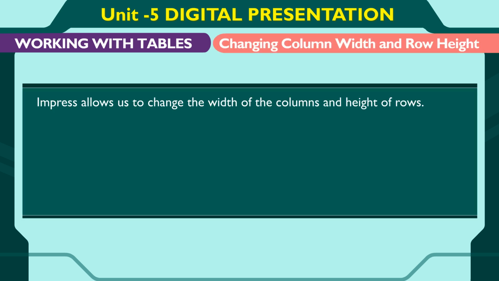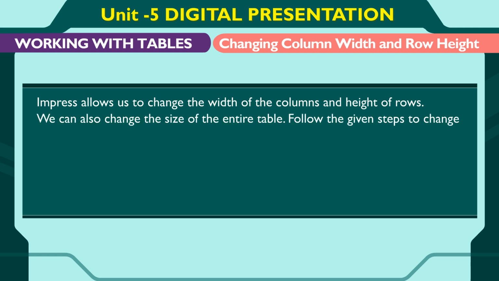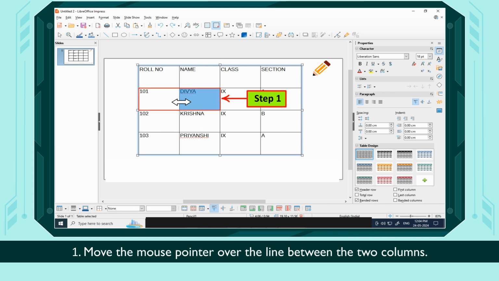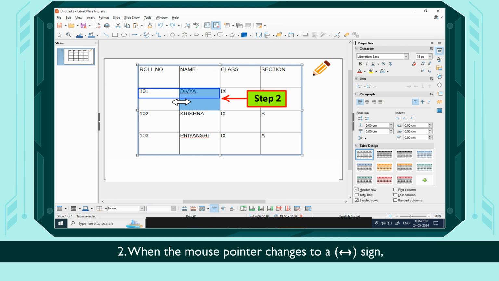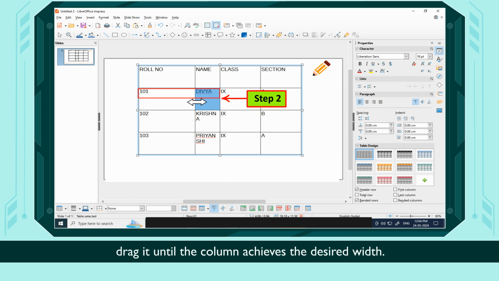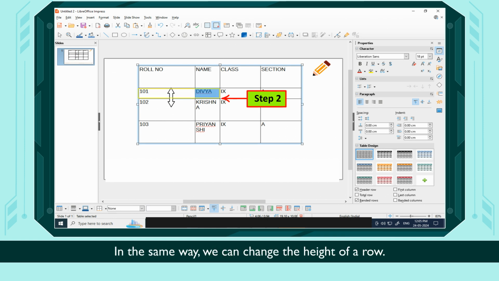Changing column width and row height. Impress allows us to change the width of the columns and height of rows. We can also change the size of the entire table. Follow the given steps to change the width of a column. 1. Move the mouse pointer over the line between the 2 columns. 2. When the mouse pointer changes to a sign, drag it until the column achieves the desired width. The same can be done for adjusting the row height. In the same way, we can change the height of a row.